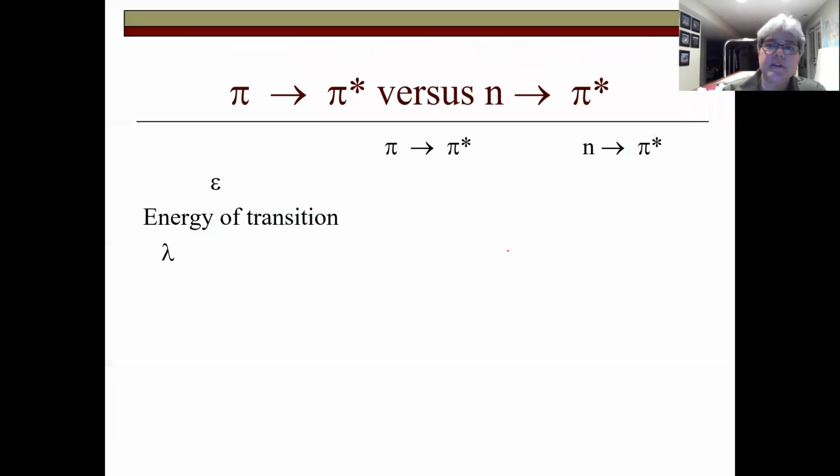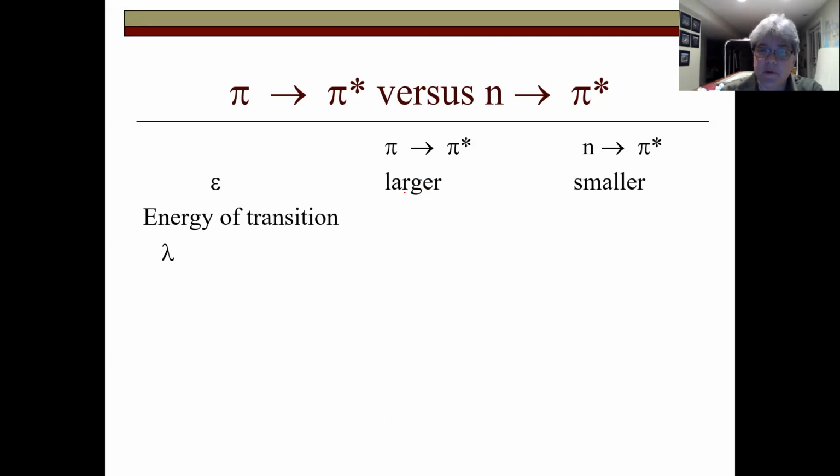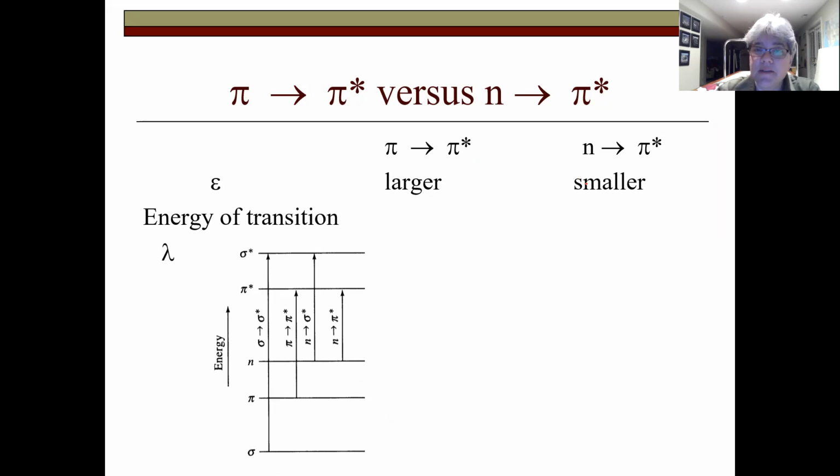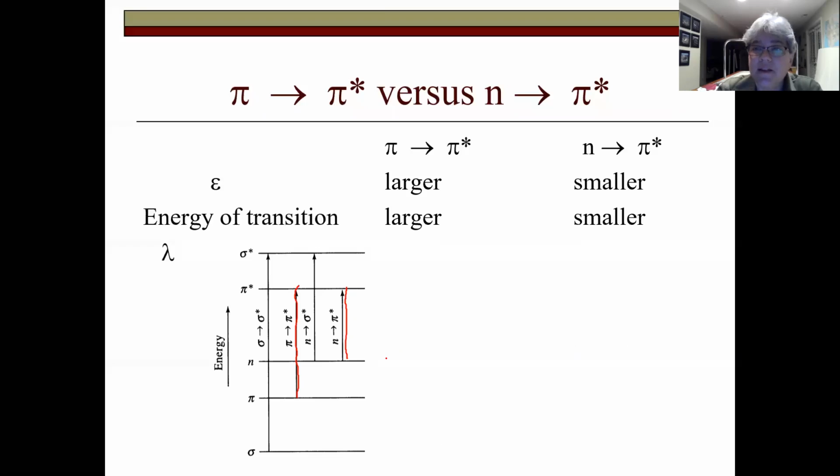So what you should know is molar absorptivity: which one is bigger, which one is smaller? Remember, pi to pi star has bigger numbers, 1,000 to 10,000. N to pi star is smaller, 10 to 100. You should also know about the energy of the transition. Notice the pi to pi star is here, and the N to pi star is here. The pi to pi star is a bigger energy, and the N to pi star is a smaller energy.